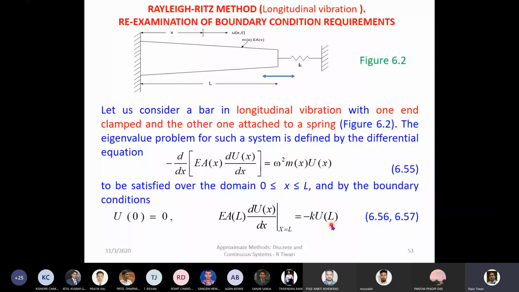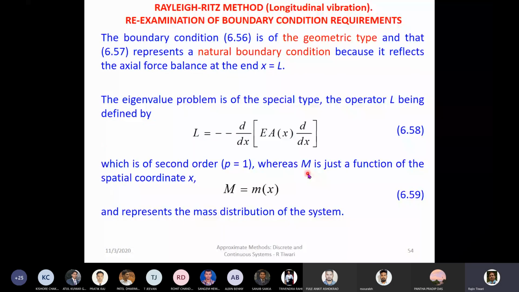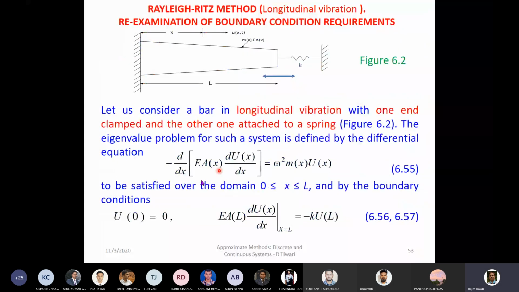Now here we have two types of boundary condition. This is the geometrical boundary condition, and this is the natural boundary condition. Satisfying the natural boundary condition is more difficult now, because we need to choose the function so that it satisfies this condition also. If there is no spring, then the choice of the function is easier. But with the complexity due to the spring, the choice of u will be more difficult.